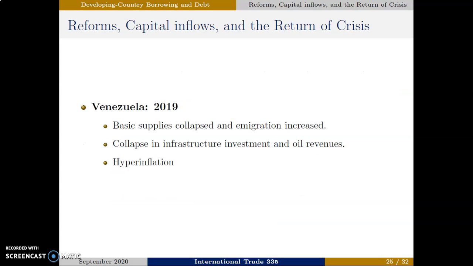A more recent case of economic crisis in Latin America is Venezuela in 2019. This was caused by a collapse in oil prices, Venezuela's main source of foreign income. This led to collapses in basic supply and emigration increased from the country. There was also a collapse in infrastructure and it caused hyperinflation in the country.